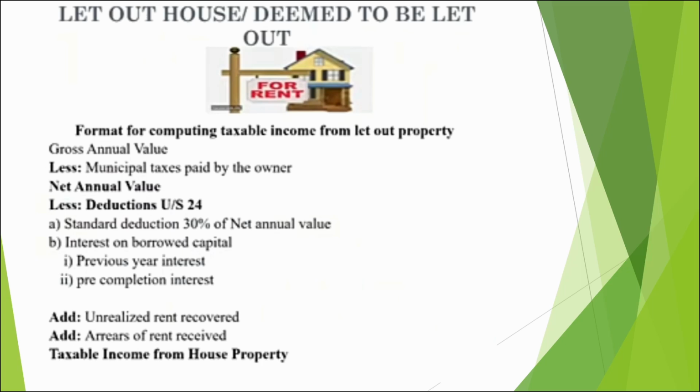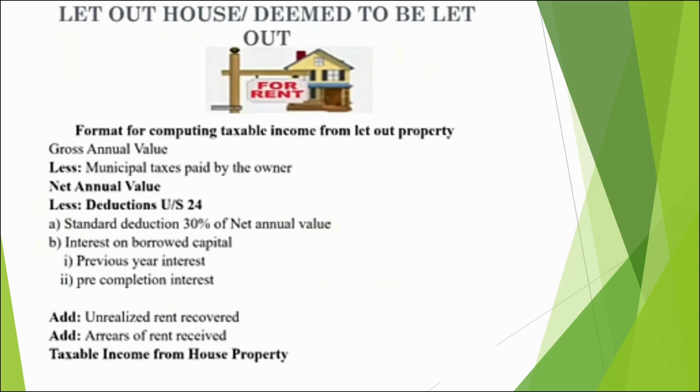Next, we have net annual value. We deduct the following deductions under section 24. First one is a standard deduction, 30% of net annual value. Next one is interest on borrowed capital, that is previous year interest plus pre-completion period interest. So we add those interests and deduct them under section 24. We get income from house property or loss from house property.